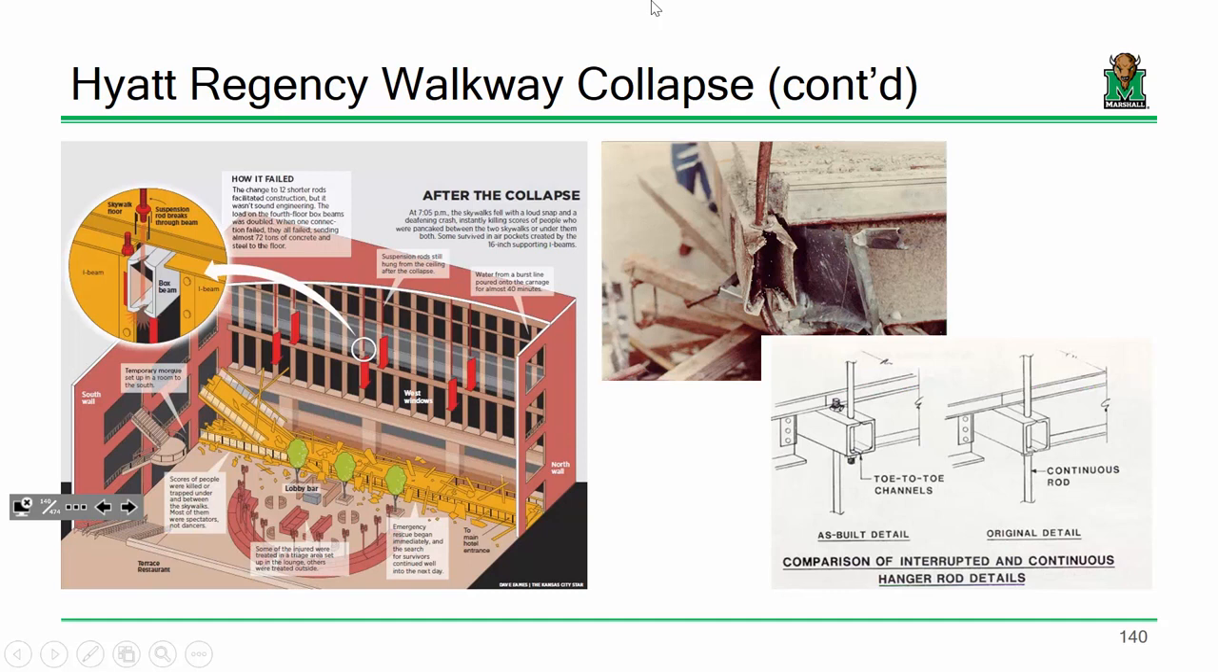Well, here's the problem with that. Can anybody see what happened? If we look, not really at the threaded rod, but at the channel, you can see that he definitely changed the load distribution on that channel. As built, that channel is subjected to a massive amount of shear, right? And look what happened at the very end. You can see it just ripped right through, okay?